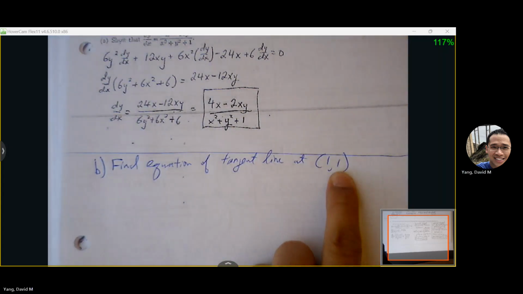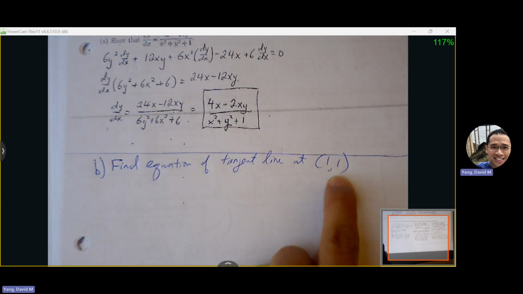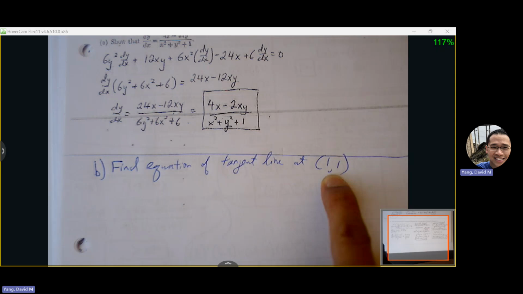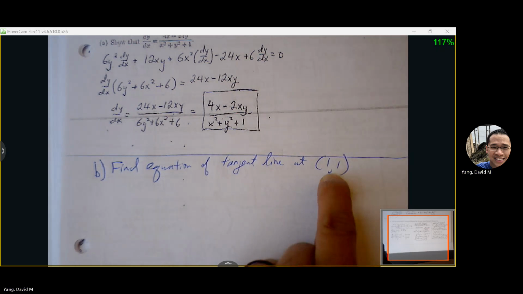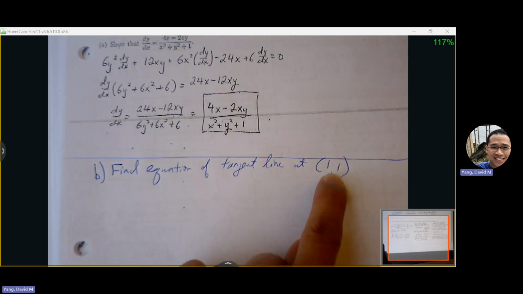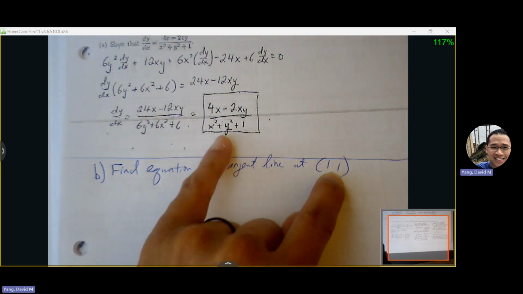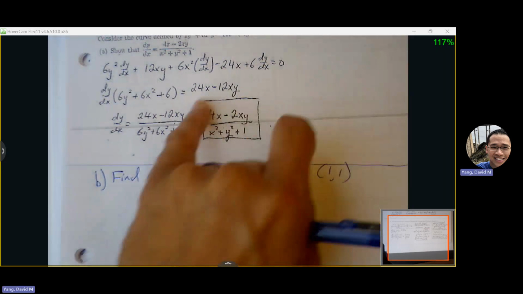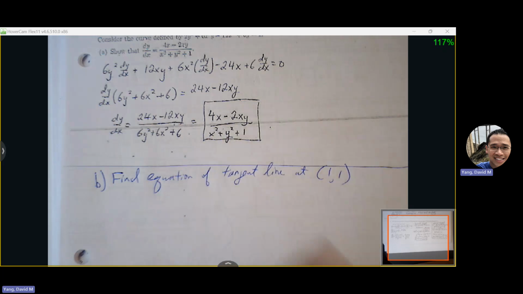At 1, 1. So 1, 1 is your ordered pair. How would I find the slope? Plug 1, 1 into your slope formula. Is your slope formula your derivative? And then from there, you can do point slope form, right?